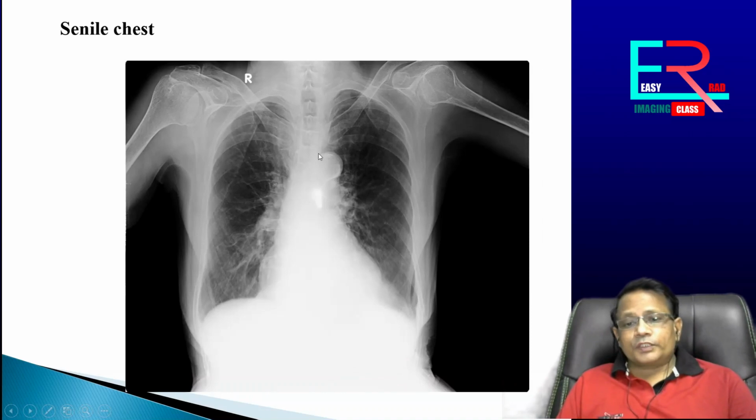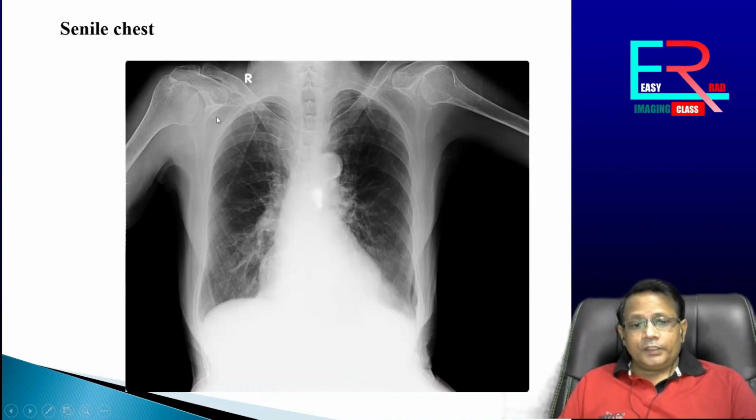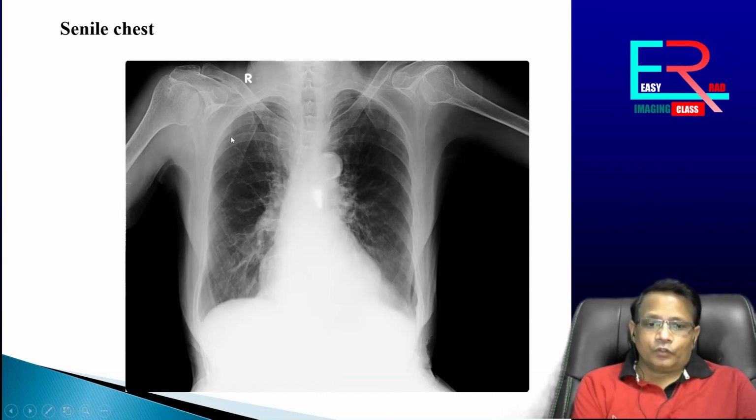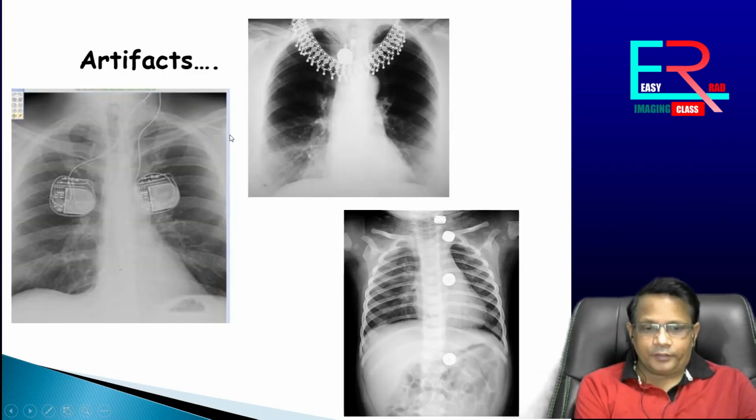Then a few words about the senile chest. There are some differences between the adult chest and the senile chest. Obviously, in the senile chest you will find osteoporotic bones, with less bone density. You will find aortic ductal calcification. You will find prominent bronchovascular markings. So these are a few differences between the senile chest and the normal routine adult chest. You should keep them in your mind.